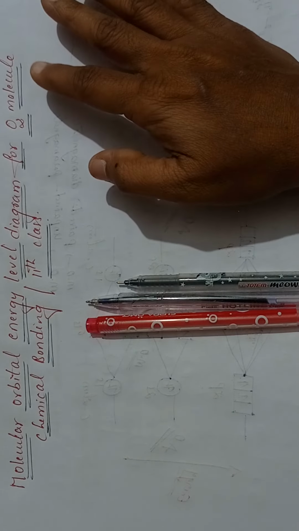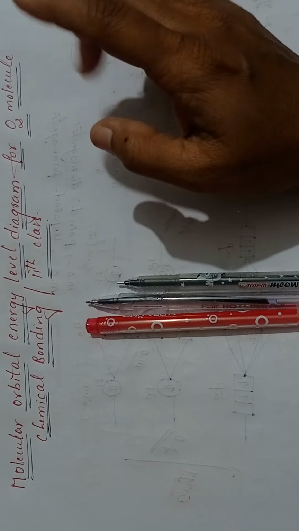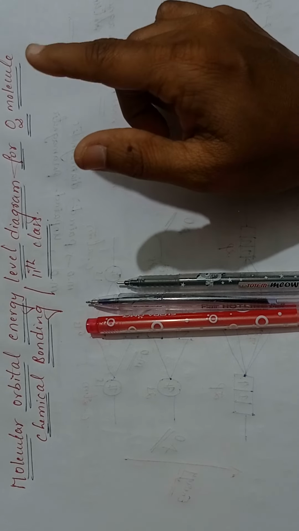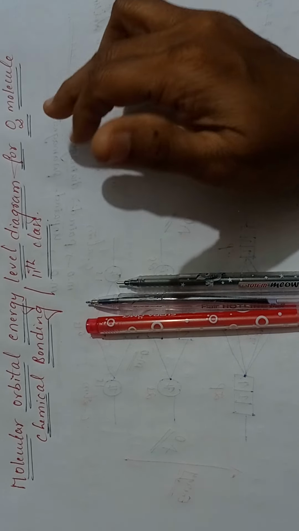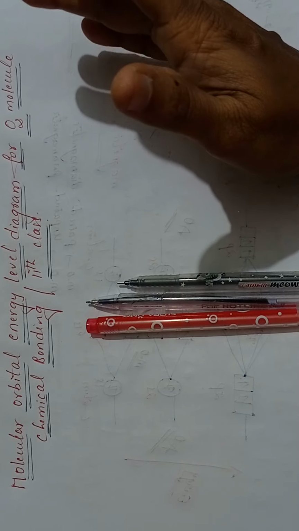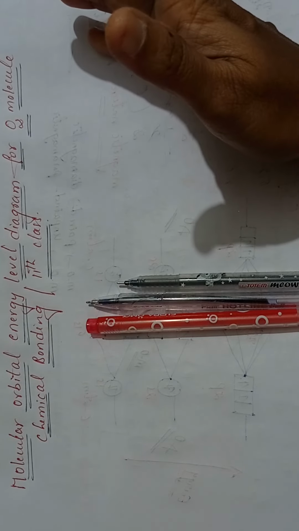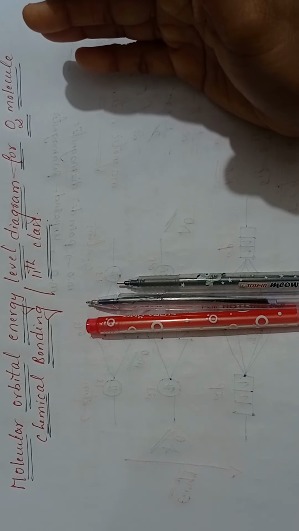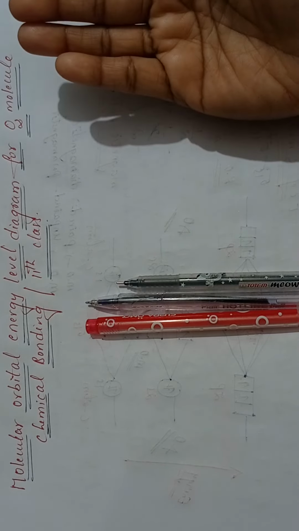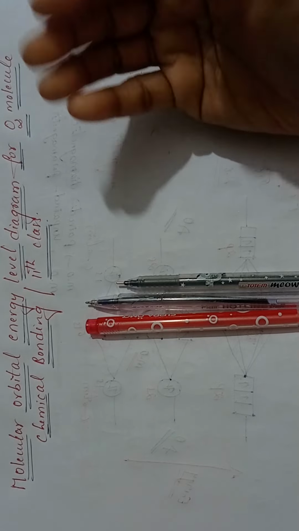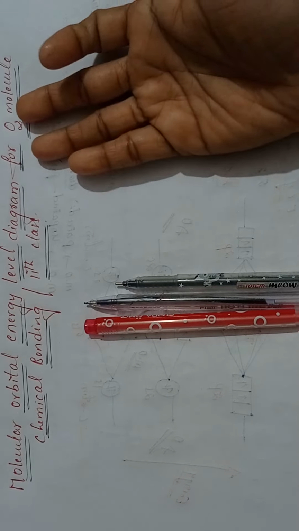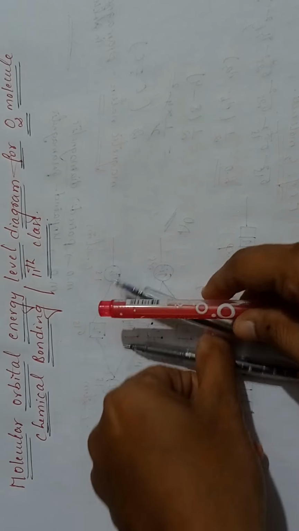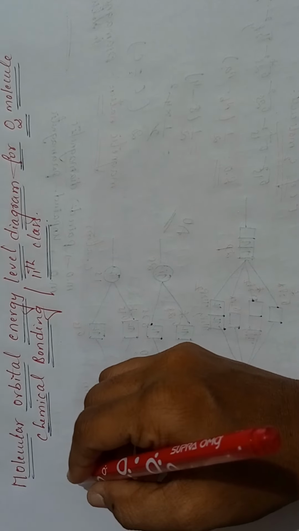And coming to the O2 molecule, how many electrons, students? Oxygen atomic number is 8, so O2 means 16. Total 16 electrons are there. That means it is more than 14, correct or not? So after 14 electrons, what is the energy increasing order that you have to follow? Are you clear? Now see students, the O2 molecule.